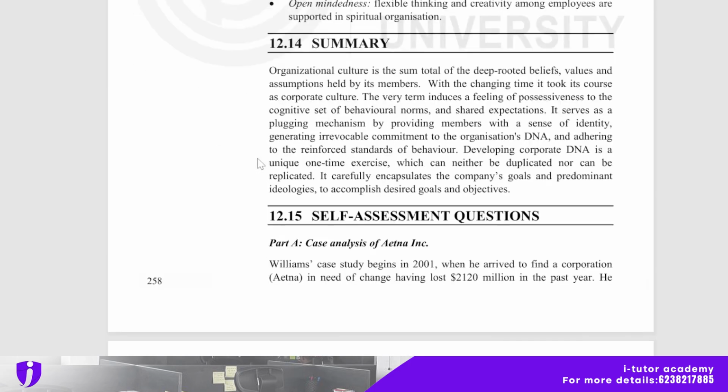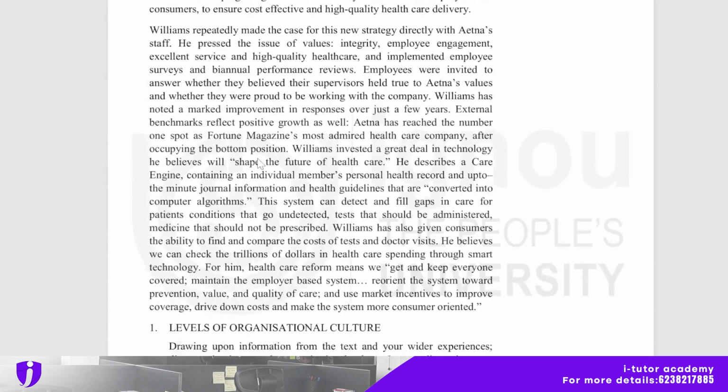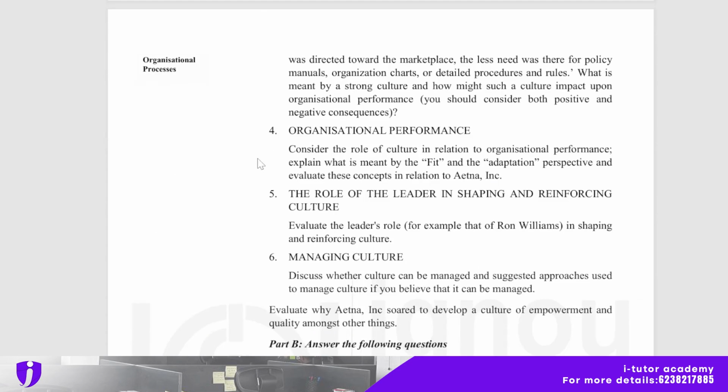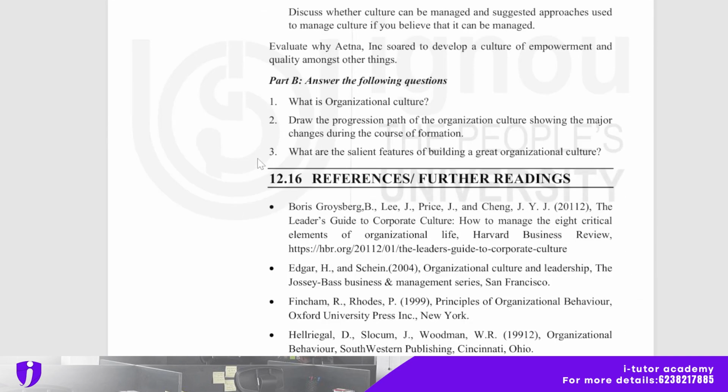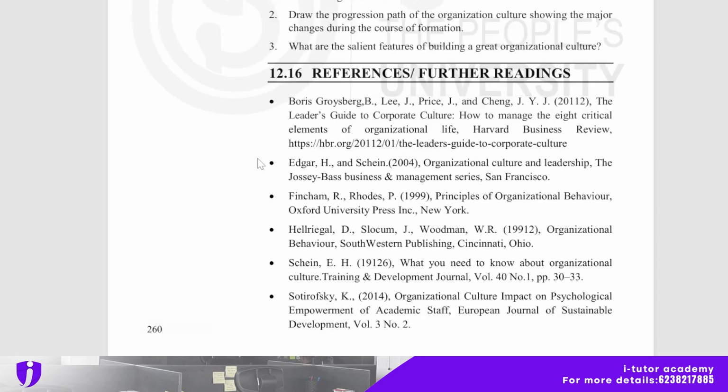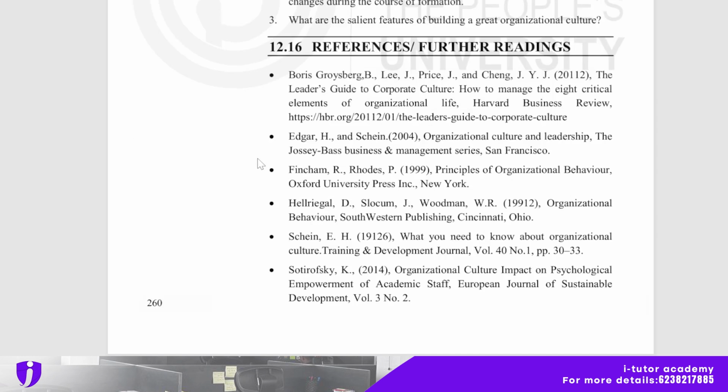There are self-assessment questions also. You can go through them. It's a lengthy question, and there is Part B also. What is organization culture? Draw the progression path of organization culture, showing the major changes during the course of formation, and what are the salient features of building a great organizational culture. So these are some questions on this chapter. You can do them yourself, so you can find out how your understanding of this chapter is.